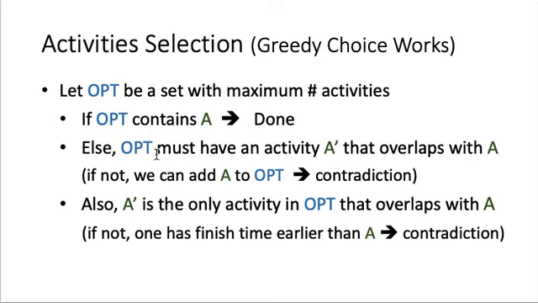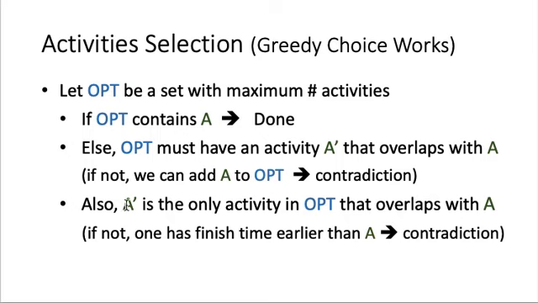Then in that case, opt must have an activity, let's call it A prime, that overlaps with A. This is true because if there is no activity overlapping with A, then we can include A in the optimal solution, because the durations do not overlap, so we can have A as well. But then this will give us a contradiction, because optimal already has the maximum number of activities, so we cannot add any more to it, right? Because of this, opt must have some activity, let's call it A prime, that overlaps with A.